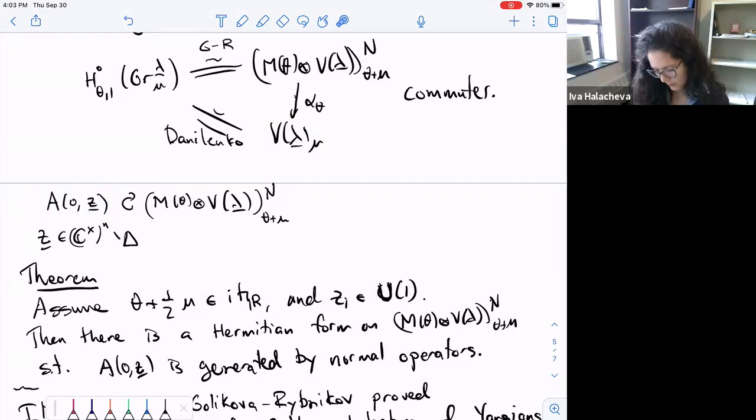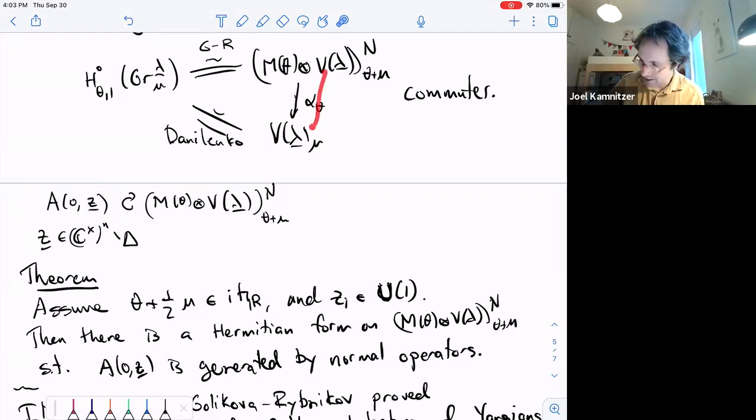I see. So after applying this isomorphism, we have this action of this algebra, which is just an ordinary Gaudin algebra, but its action now depends on theta, and that's why we call it a trigonometric Gaudin algebra. Okay.